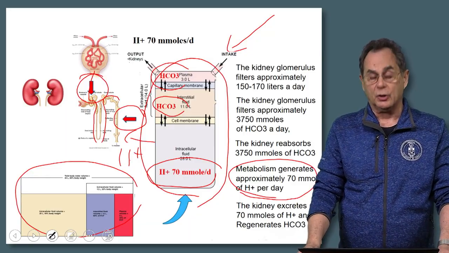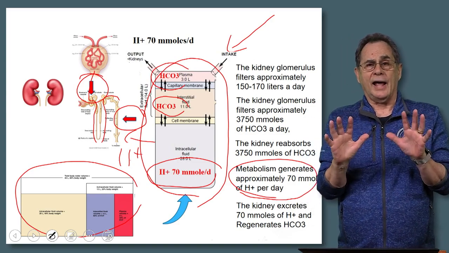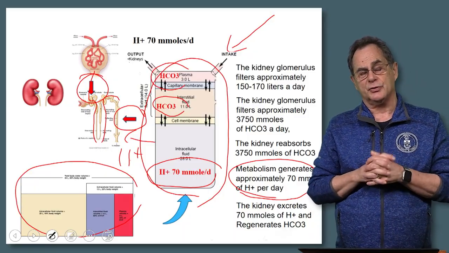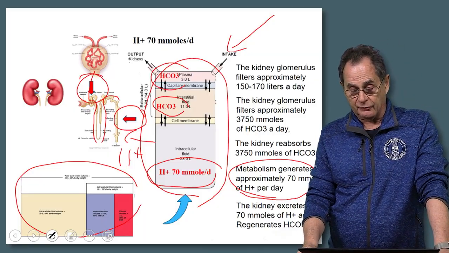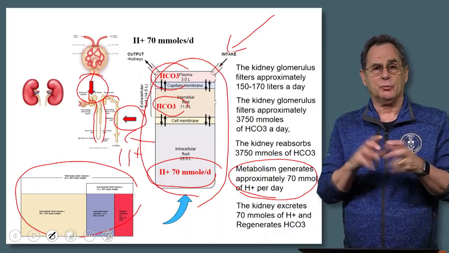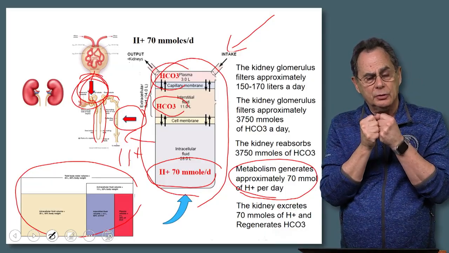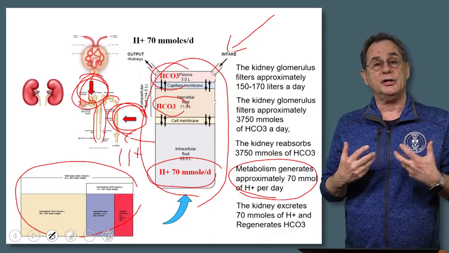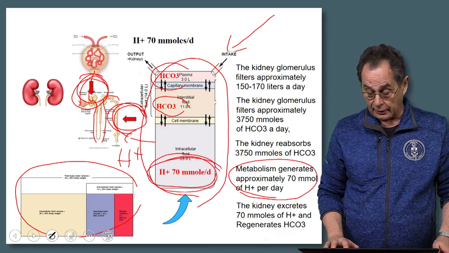So the kidney filters about 150 liters a day. And the bicarbonate concentration in you and I on average is about 25 millimoles per liter. So if you do the math, 150 times 25, you end up with 3,750 millimoles of bicarbonate filtered every day. And that's a buffer base, and we have to reabsorb it. So we need to focus up here on bicarbonate reabsorption, and we need to focus on hydrogen ion secretion and the regeneration of bicarbonate that buffers this daily load of hydrogen ion.